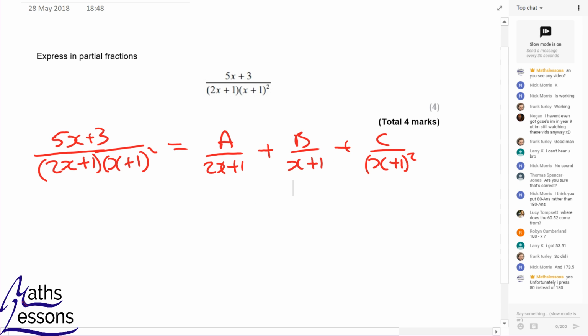So, therefore, if you want to know more, you need to go and look that up and make sure you understand why, or alternatively, just accept it. So, therefore, 5x plus 3 will equal a times x plus 1 squared.